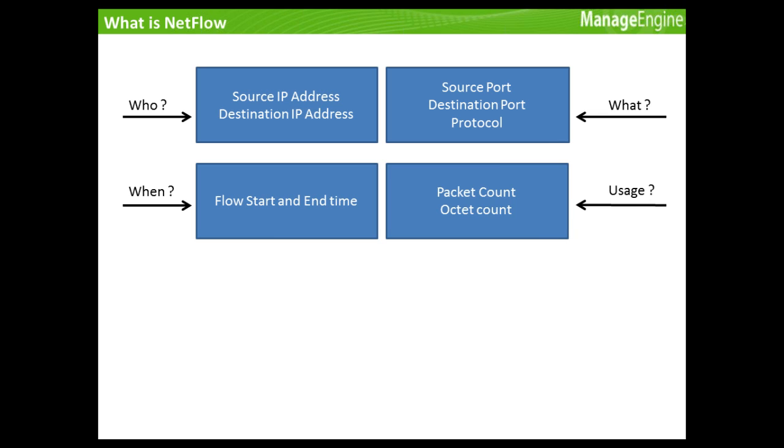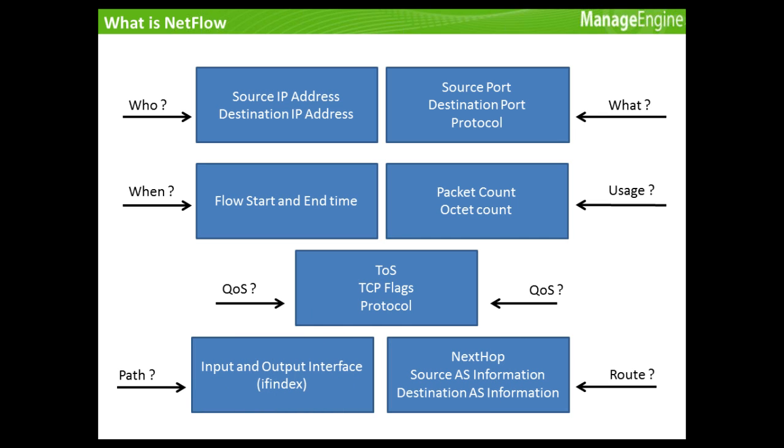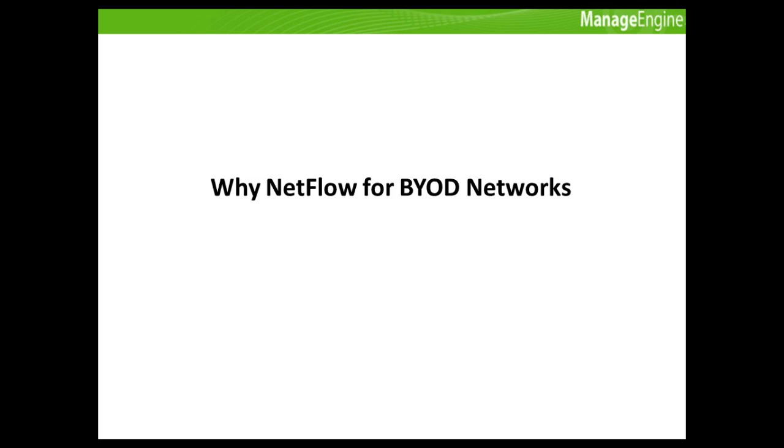What time did the flow start, and what was the end time of the conversation? What was the volume? And then you have the QoS information, like type of service and TCP flags, and finally you have the path. Which interface did the traffic come in on, through which interface is it exiting the router? What is the next hop, or the source autonomous system and the destination AS information? All this comes with NetFlow.